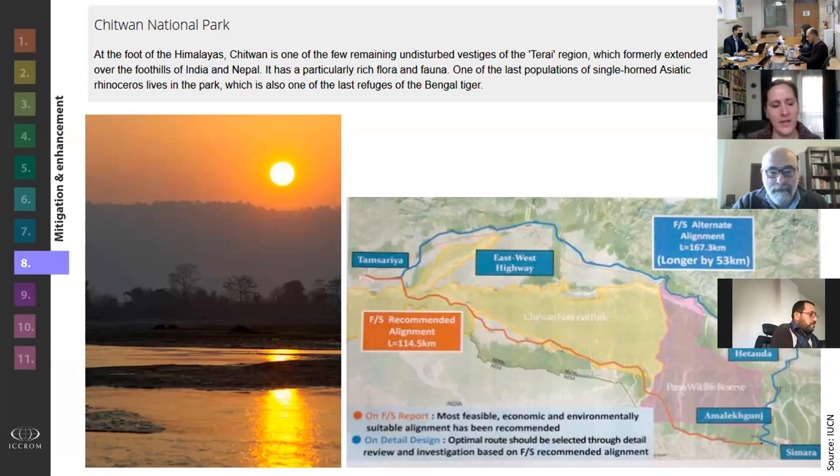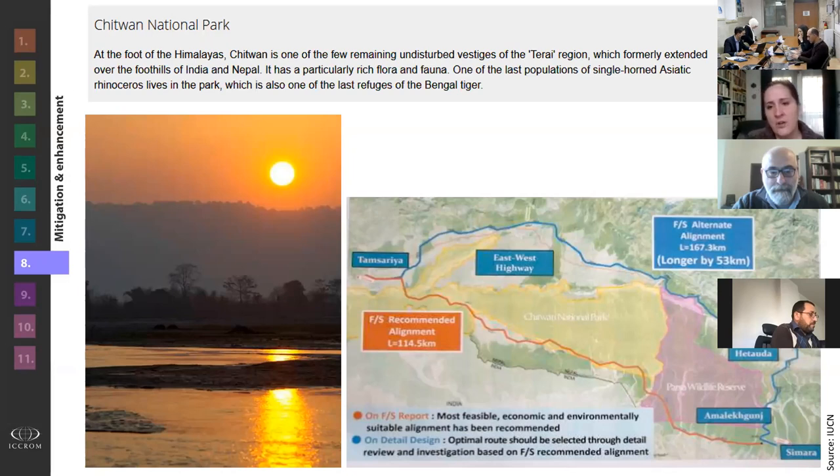problems for these herds of animals, affecting their movement around that landscape. And they were also creating an increased risk of poaching. That was a real problem. The state party then decided to look at alternatives.